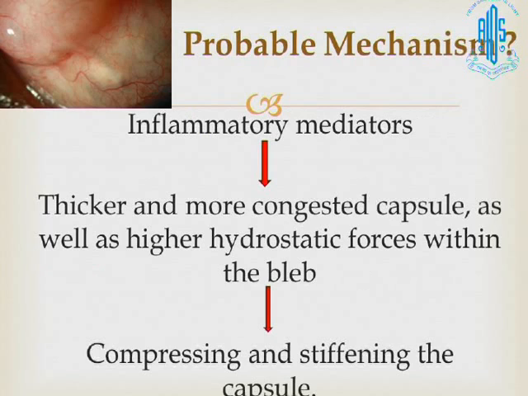The probable mechanism is still not understood well, but could be inflammatory mediators which are coming through the aqueous in the early post-op period, which enhance the thickened and more congested capsular formation, as well as high hydrostatic forces within this bleb which has been formed, causing compressing and stiffening of the capsule, leading to decreased absorption of the aqueous.